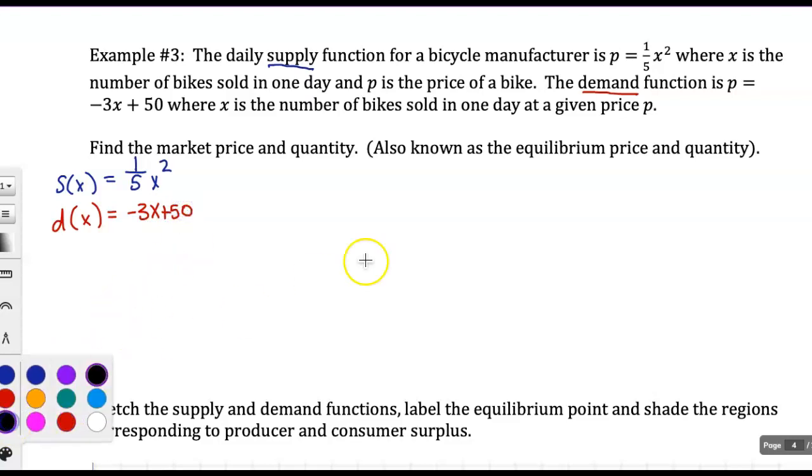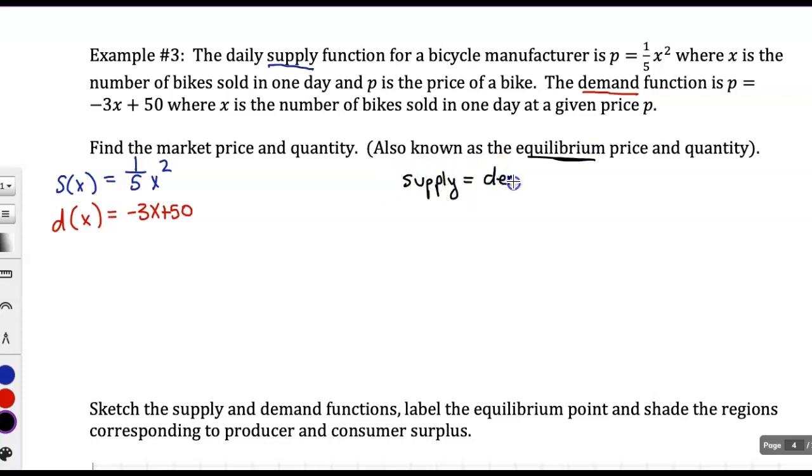And so the first thing you're being asked to do is find the market price and quantity, which is called equilibrium. So at equilibrium, supply is equal to demand. That literally means take the supply function and set it equal to the demand function and then solve for X. And then once you have X, you can plug that into either the supply or the demand function because you should get the same answer. And that'll give you your equilibrium price. So your equilibrium quantity is going to be your X, and then your equilibrium price is going to be your Y value, or whatever you get out of those.